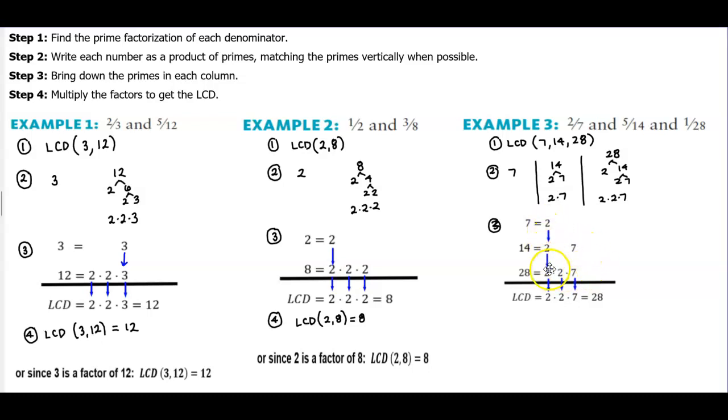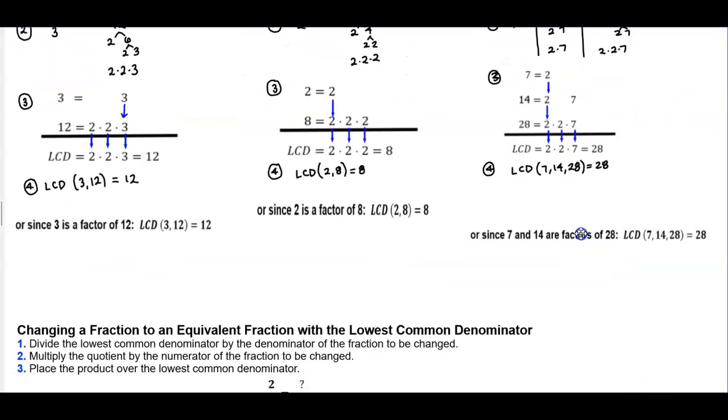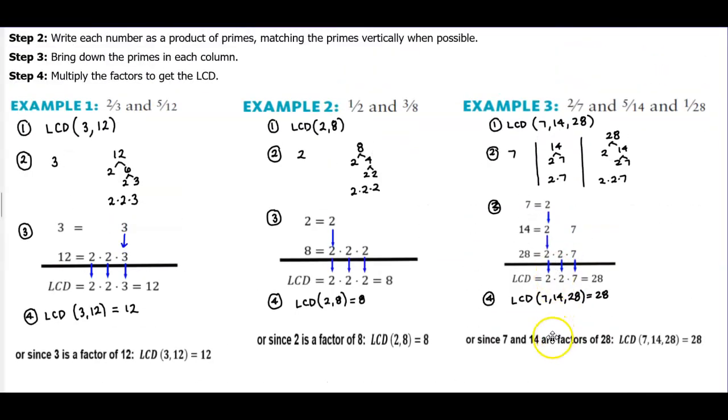So you can see that all three of them have a 7 in common. So we bring down the 7. We also bring down a 2 from the 14, and we have to bring down another 2 from the 28. So therefore, when we multiply that all out, we can see that the LCD between 7, 14, and 28 is going to equal 28. And again, as I stated before, since 7 and 14 are factors of 28, therefore the LCD is 28.